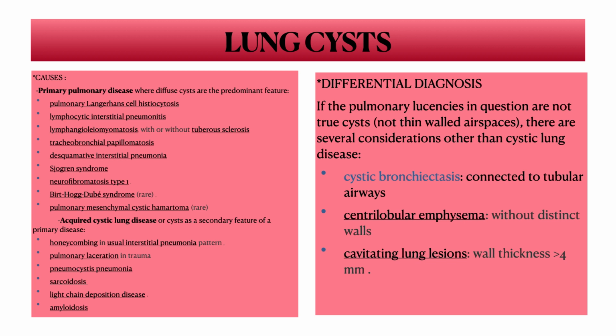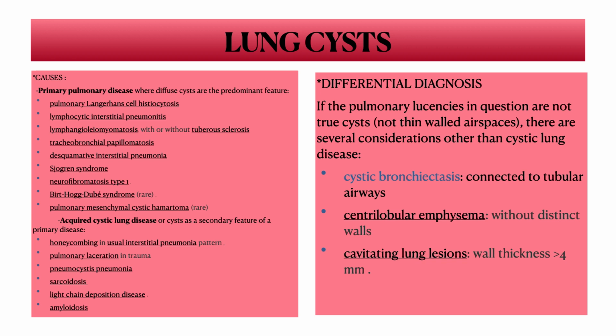Then for the acquired cystic lung disease, or the cyst as a secondary feature of the primary disease, we have honeycomb and usual interstitial pneumonia pattern, sarcoidosis, light chain deposition disease, and etc.